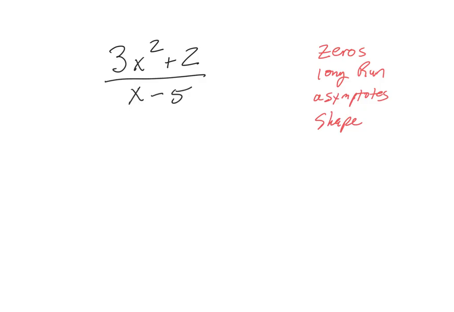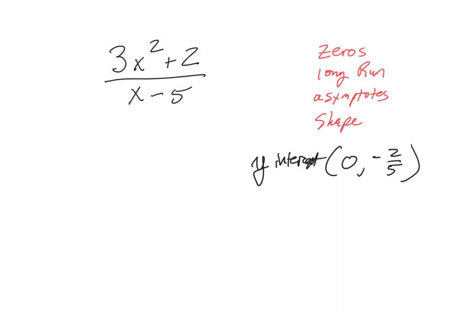Second part of the problem says, identify what you know about this equation. So looking at things like, where are my zeros going to happen? When I put 0 in for x, I have 2 over negative 5. So when x is 0, it is negative 2/5. So my y-intercept is at negative 2/5 up on the y-axis.